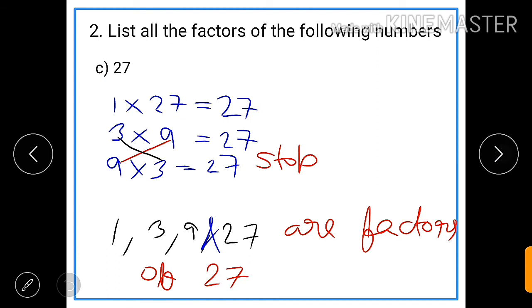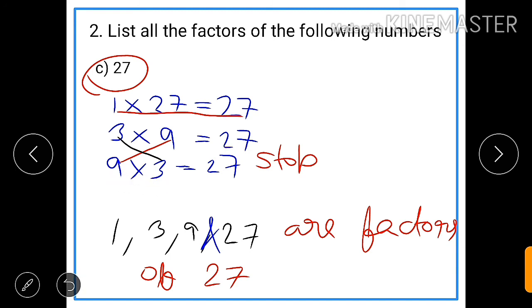Another example, let us say, that is 27. We know 1 into 27 equals to 27. 27 is not divisible by 2, therefore we have not written 2. Next is 3. 3 into 9 is 27 and it is not divisible by 4 5 6 7 8, so we have just ignored those. And next one is 9, as 27 is divisible by 9, so we have written 9 into 3 27.